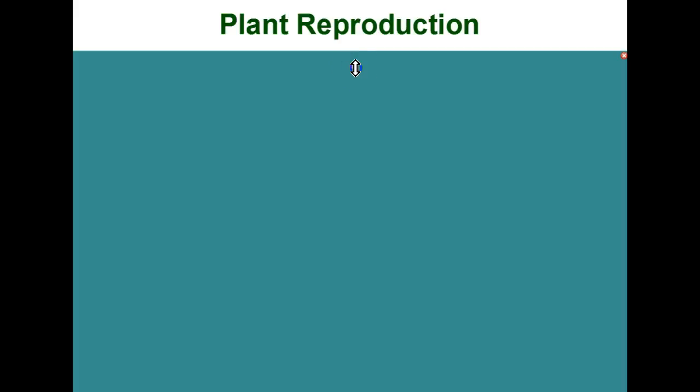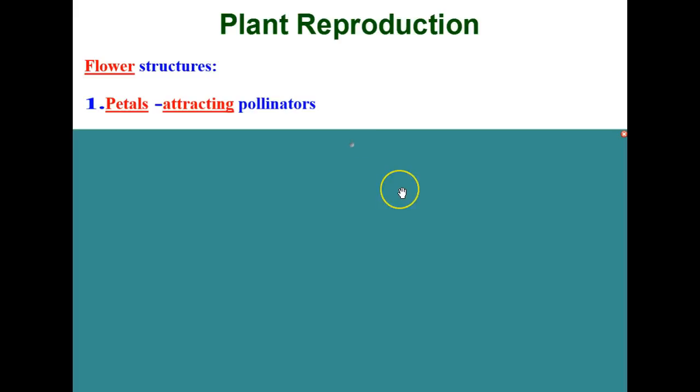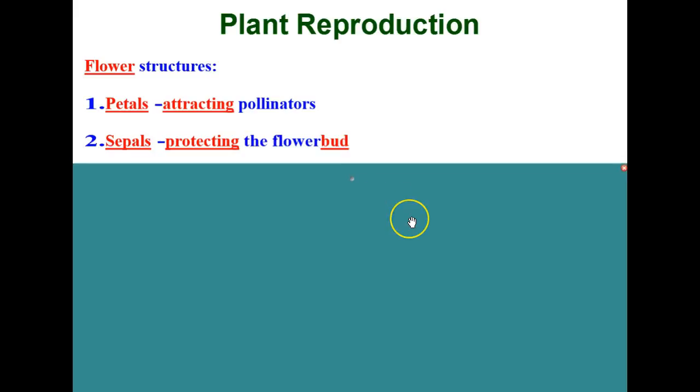We're going to start with flower structures. And we'll start with petals, which function to attract pollinators. Remember that flowers can attract pollinators in three different ways. One is the color of their petals, another one is the shape of the flower, and the third, the scent that the flower gives off. More to come on that. Some flowers also have sepals, not all, but most. Sepals protect the flower bud.